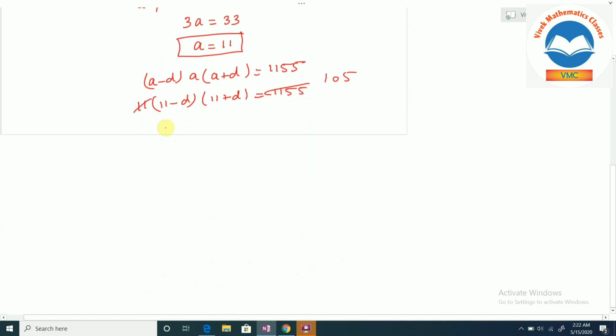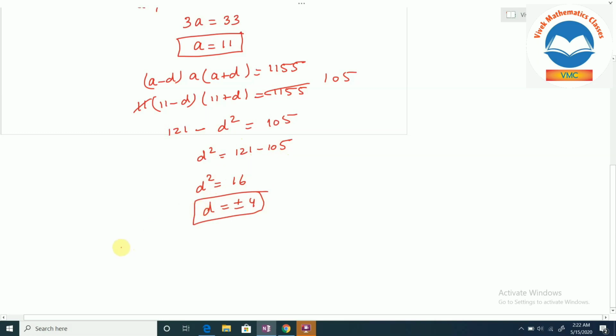So we are getting 11 square, 121 minus D square will be equal to 105. So this D square will be equal to 121 minus 105. Subtract this. D square will be equal to 16. D value will be how much? Plus minus 4.